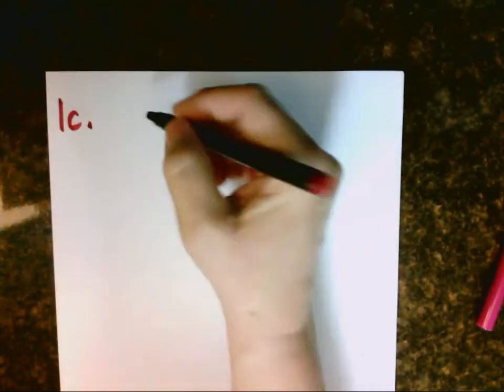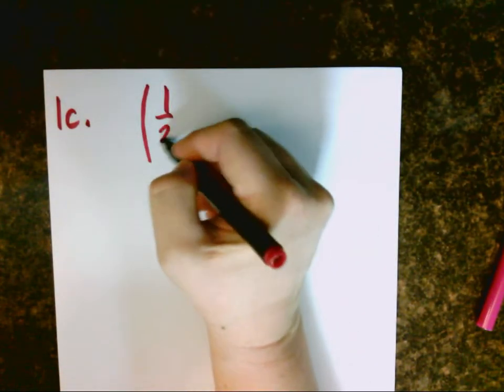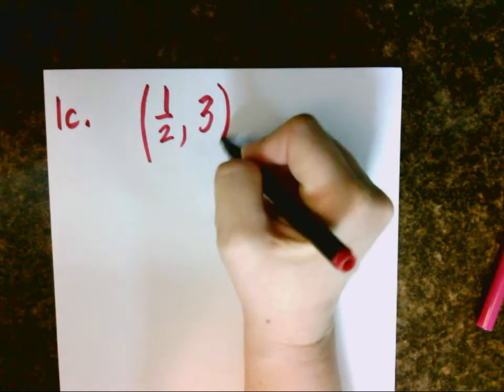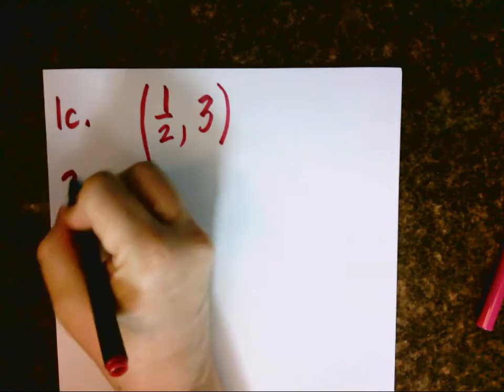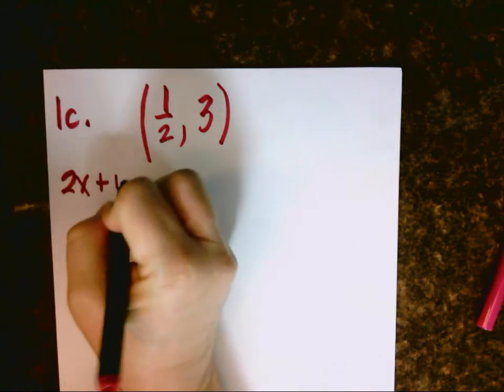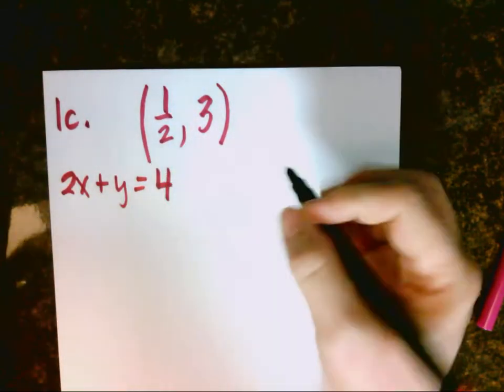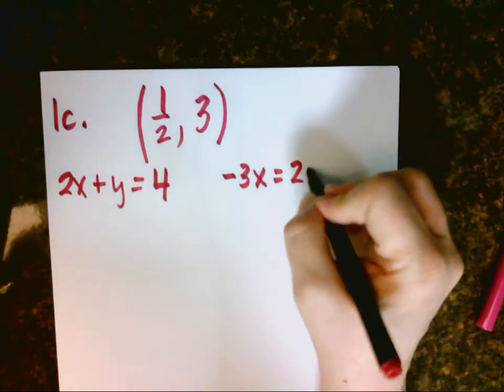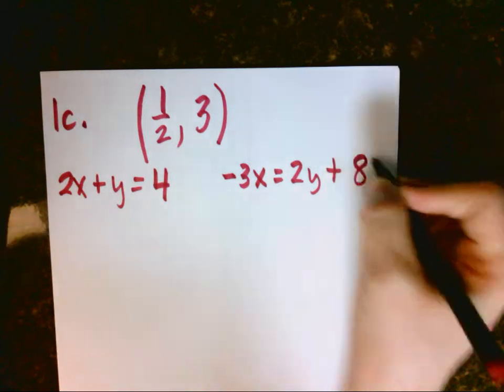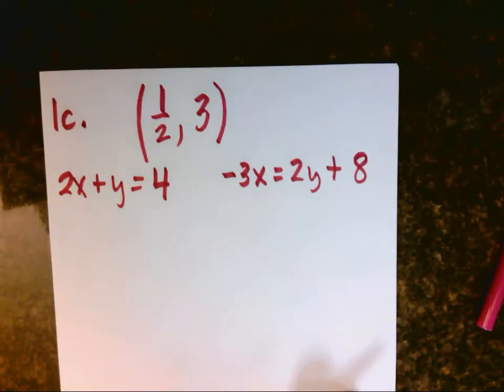This says to check the point 1/2, comma 3. All right, and the two lines that we're supposed to check are 2x plus y equals 4 and negative 3x equals 2y plus 8. Okay, no problem.